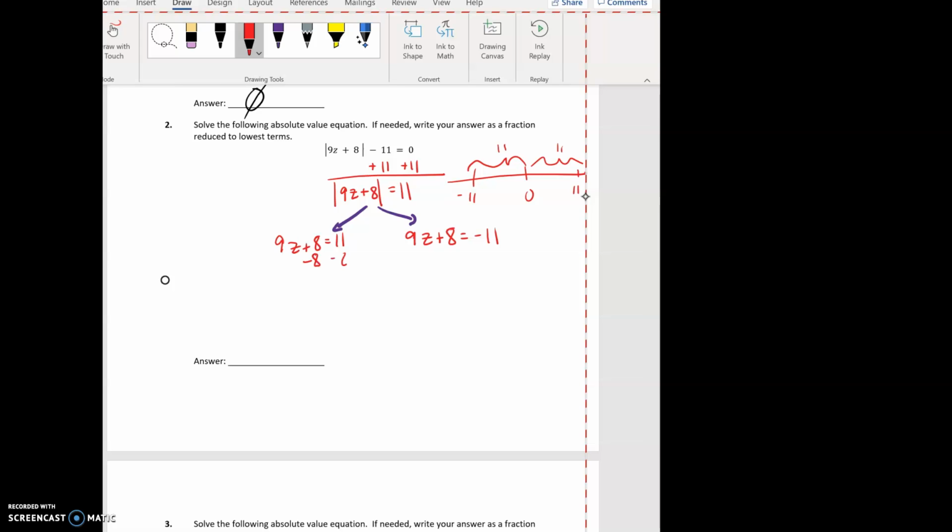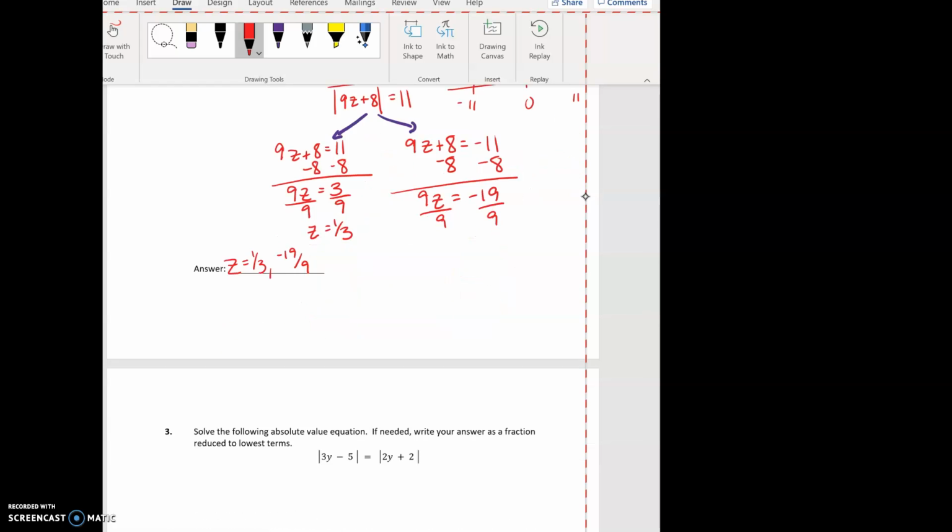So we're going to subtract 8 and divide by 9 and reduce our fraction. We're going to subtract 8 and divide by 9, and we cannot reduce that fraction. So my 2 answers are 1/3 and -19/9.